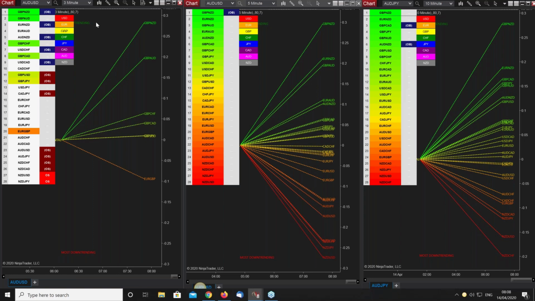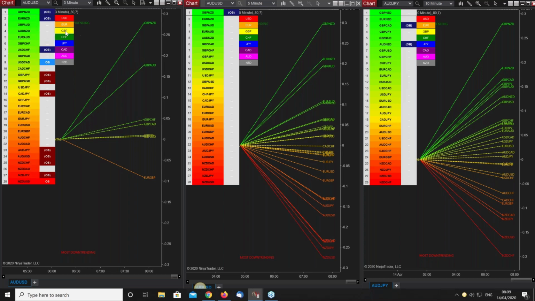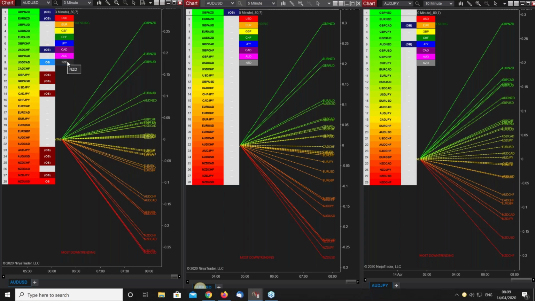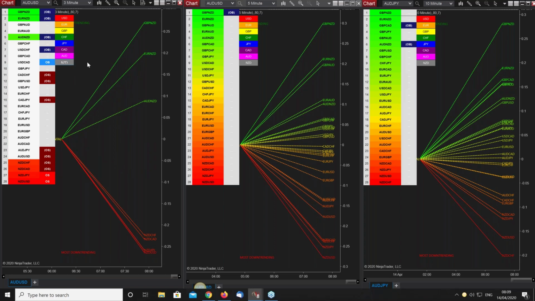This is on the 3 minute, by the way. This is the 5 minute, this is the 10 minute, so these are pretty fast time frames. So let's put that back on now. We're going to have a look at New Zealand dollar. So what's happening on the New Zealand dollar? Okay. What is that telling us?